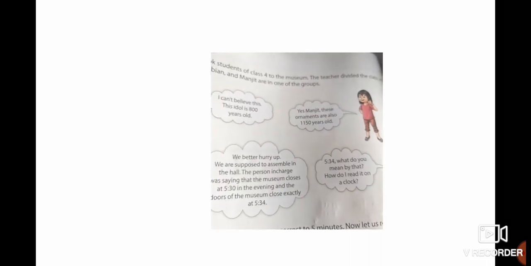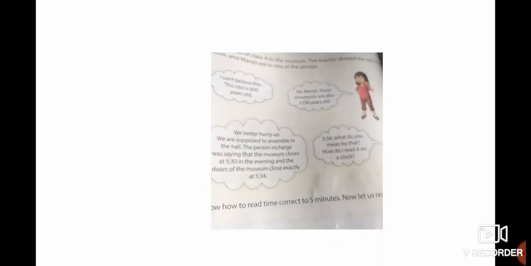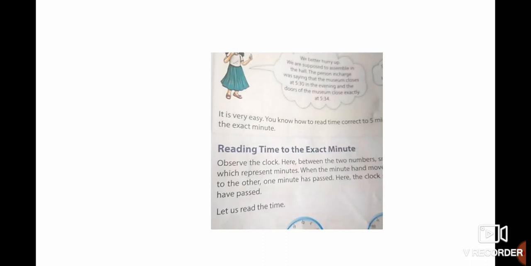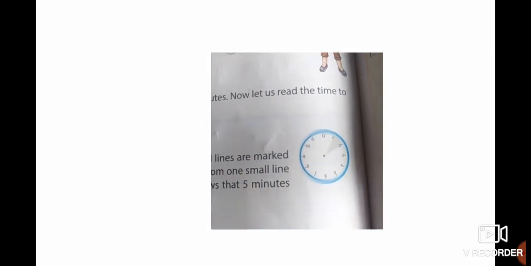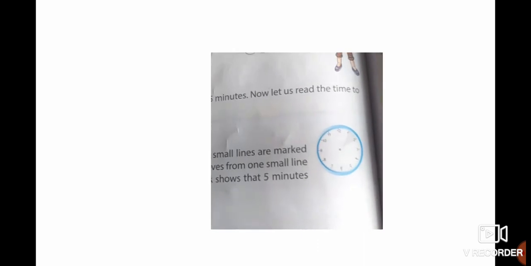So students, here we have to show the timing 5:34. Observe the clock here: between the two numbers, small lines are marked which represent minutes. When the minute hand moves from one small line to the other, 1 minute has passed. Here the clock shows that 5 minutes have passed. Let us read the time. Can we see the clock? The shaded part is showing that 5 minutes have passed. How many? 5 minutes. And now let us read the time.